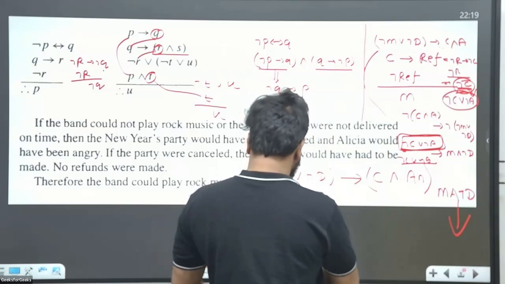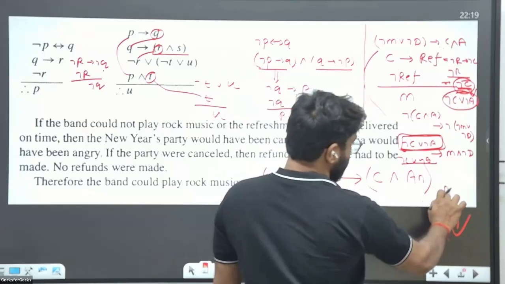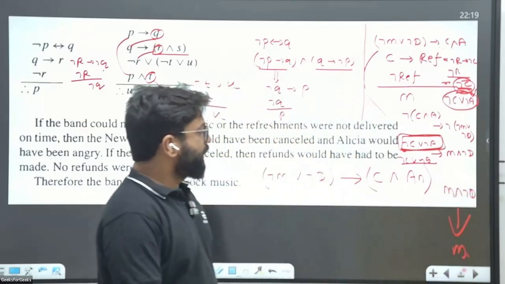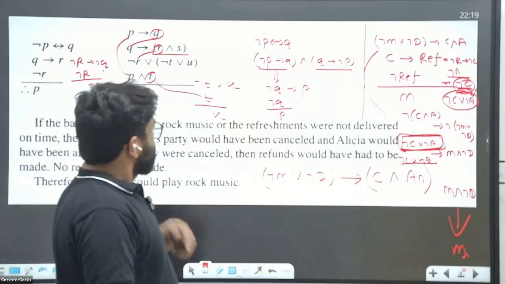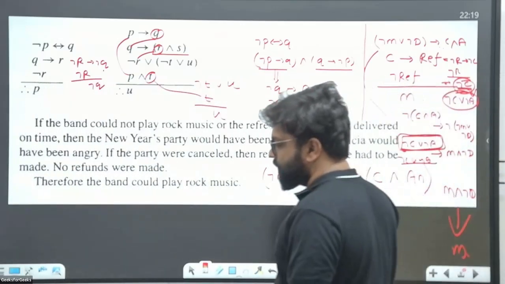Simplification. I will require M. Clear, everyone? Yes. Okay. So I hope that everyone is comfortable with type 3 inference rules.